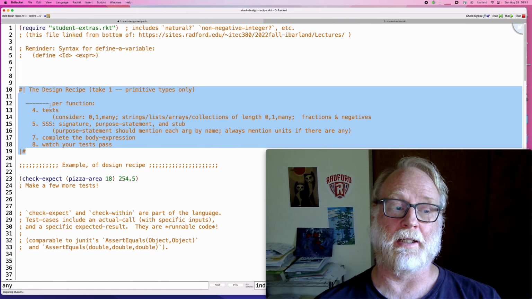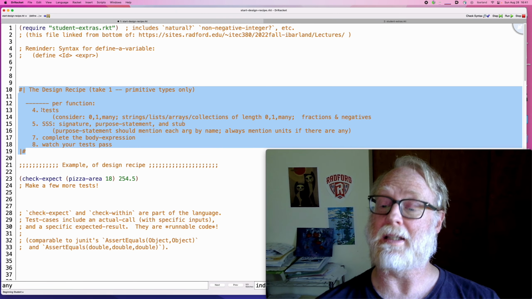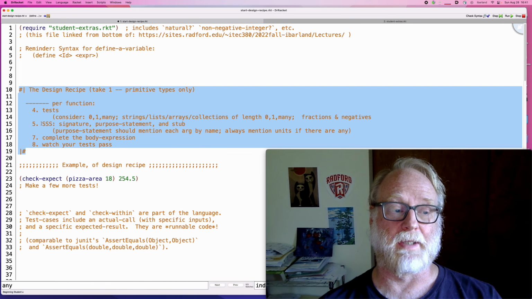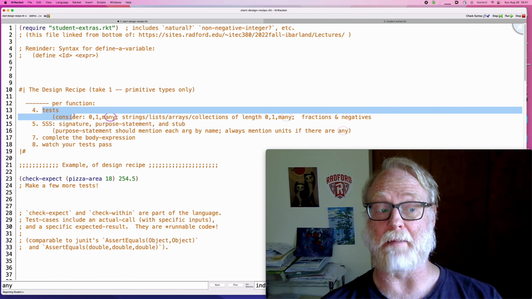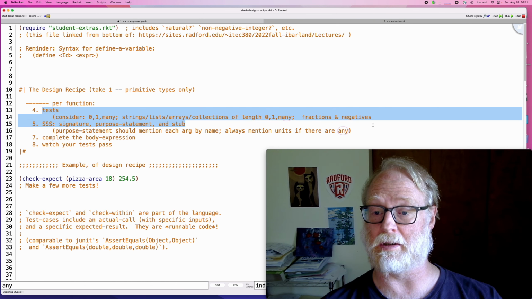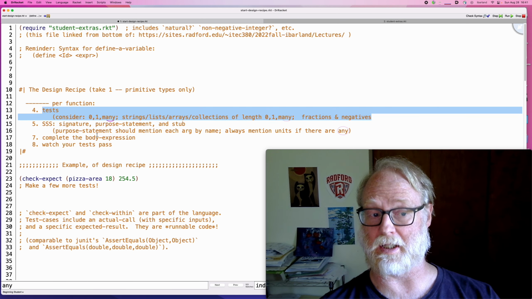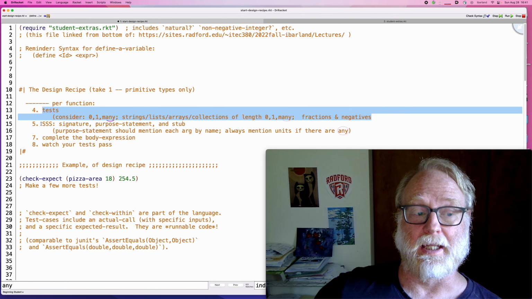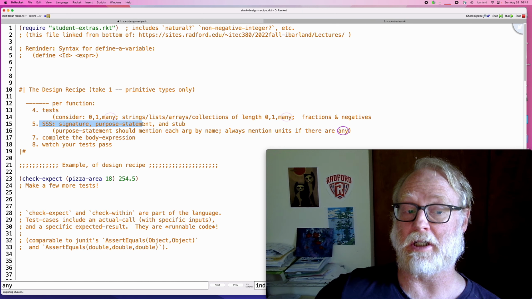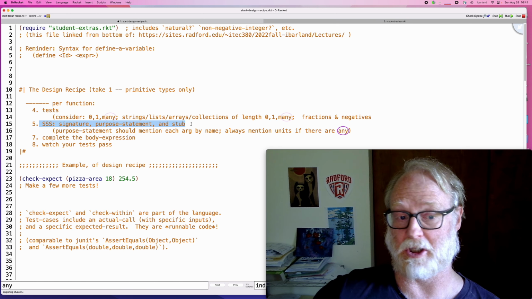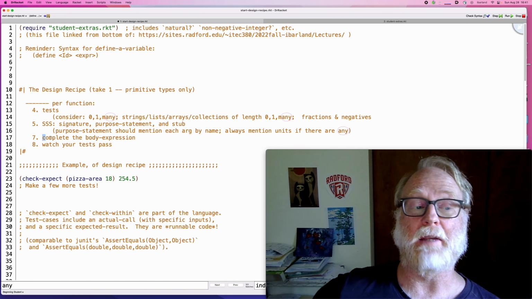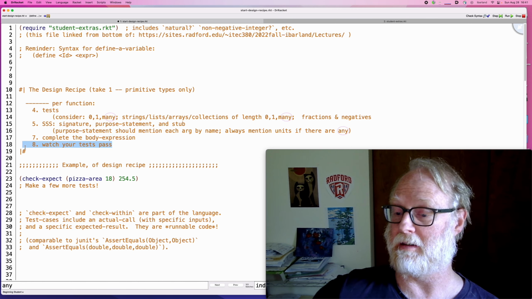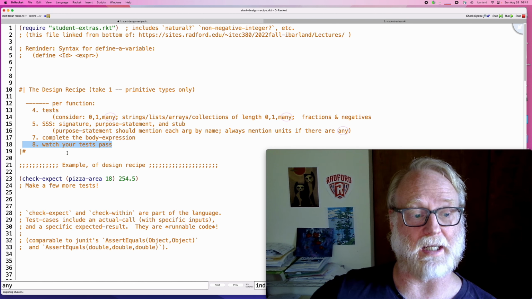So, for every function we write, we're going to first write some unit tests. And we do this first, before the code. We'll spend most of our time talking about this. Grading will give a big chunk of the points to this, maybe up to half the points just for your good unit tests. Then we'll go ahead and write the signature, the purpose statement, and stub out the function. Finally, we'll complete the body of the function. And then hopefully everything should work. So those are the 4 steps we're going to follow.